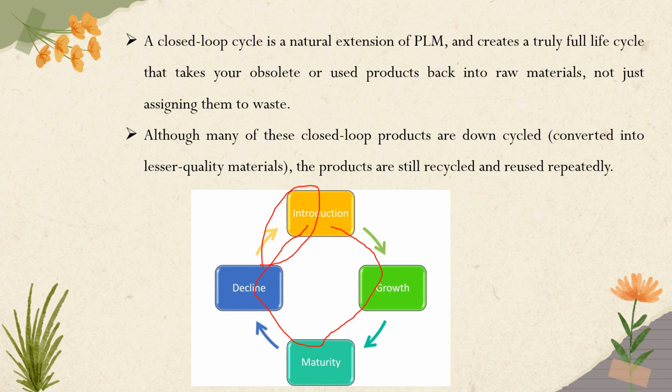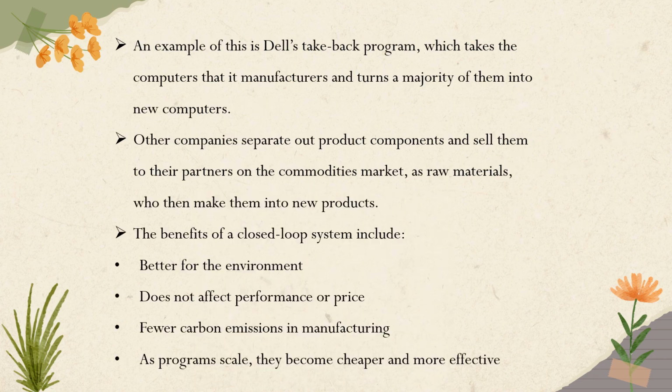So a closed loop is a natural extension of product life cycle, and it creates a truly full life cycle. Okay, it takes the outdated or used product and converts it into raw materials, not just assigning it as waste and then thinking how to dispose of it. So many of the closed loop products are downcycled, and products are still recycled, and they are used repeatedly.